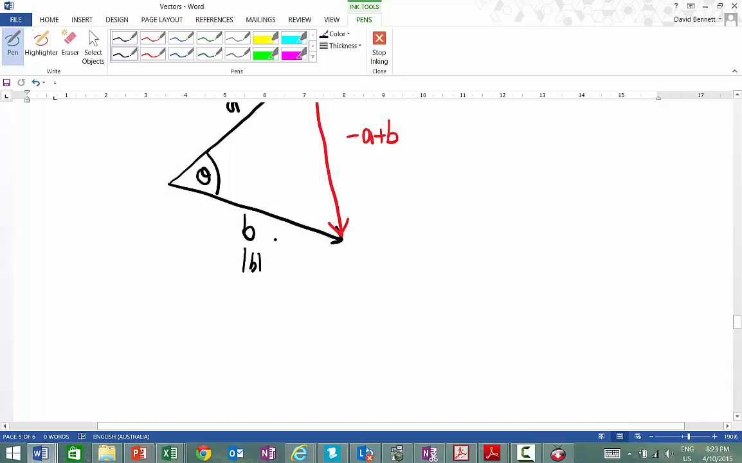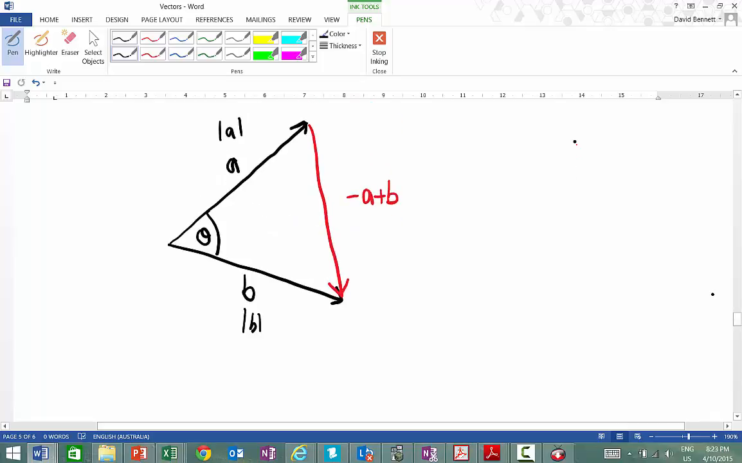And this vector over here, if we're looking at the vector addition, that's minus A plus B for this vector, isn't it? So therefore we can say this vector over here is B take A. So the length of that vector is going to be B take A, isn't it?